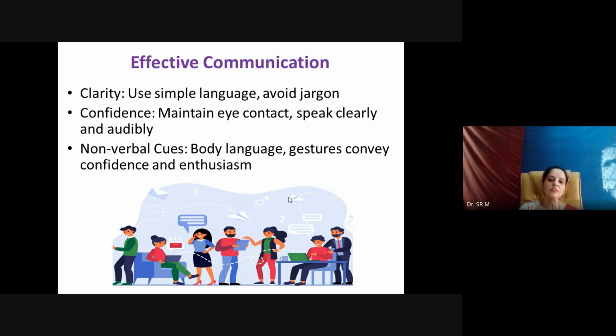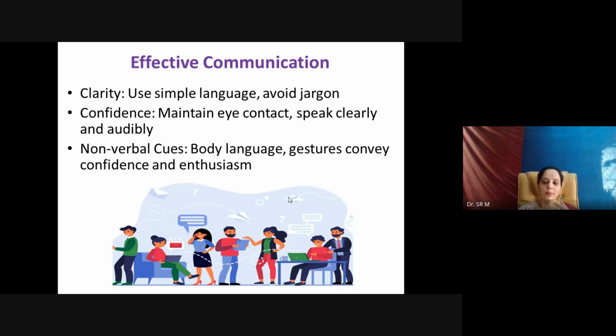Third one is non-verbal cues. Please utilize your body language. Leverage non-verbal cues like your facial expressions. Your posture, it speaks a lot. Plus your gestures mean you are trying to convey assurance, enthusiasm, and your authority through your body language. Without words, you are able to make this impact.